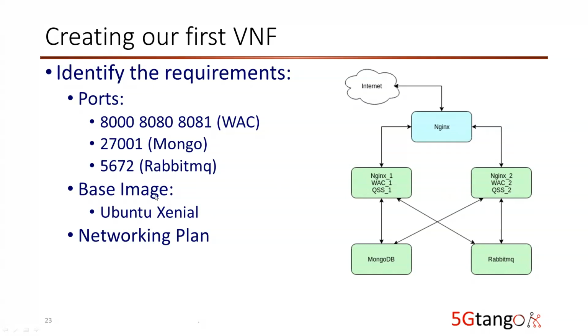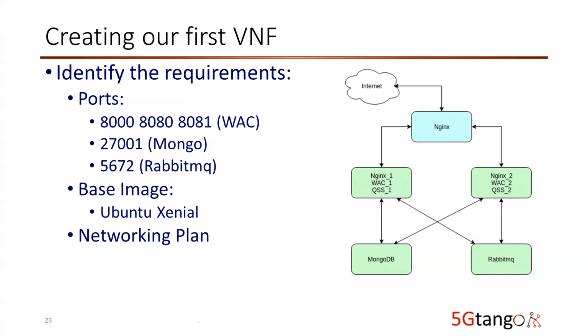And also I will need to know which base image I'm going to use. In this case, we are going to use the Ubuntu Cloud image. The other requirement is about the networking plan. As you can see here in the picture, we will need the internet access through the Nginx that will act as a reverse proxy. That is the WAC instance number 1, WAC instance number 2, and these 2 instances will communicate with the RabbitMQ and MongoDB.